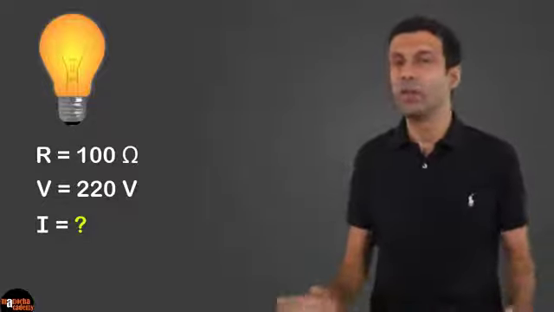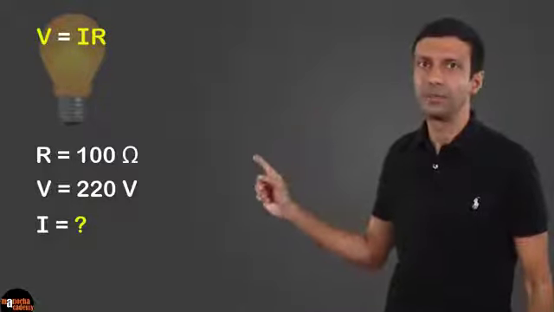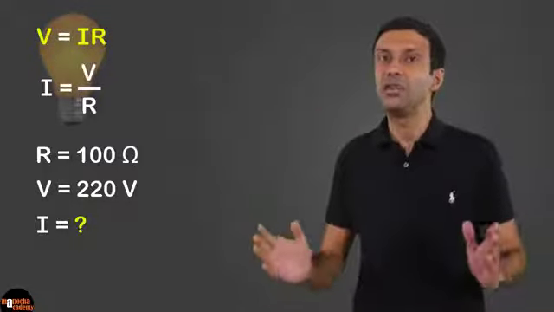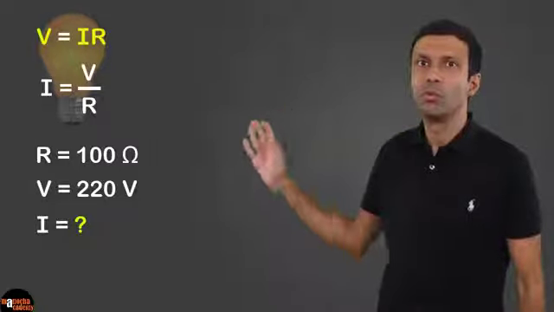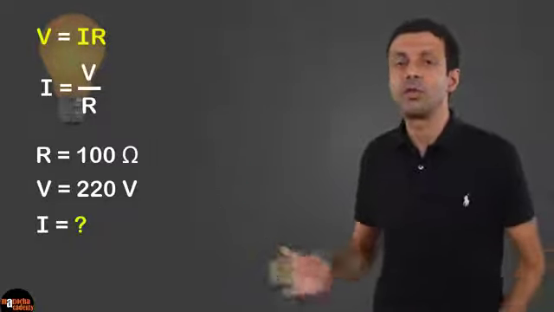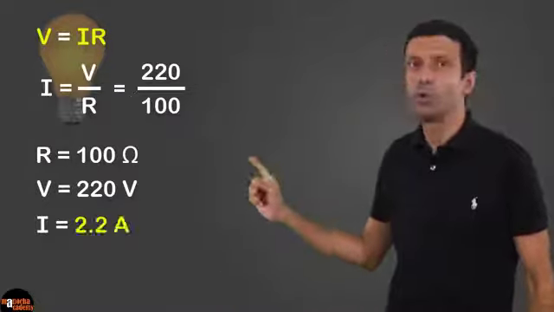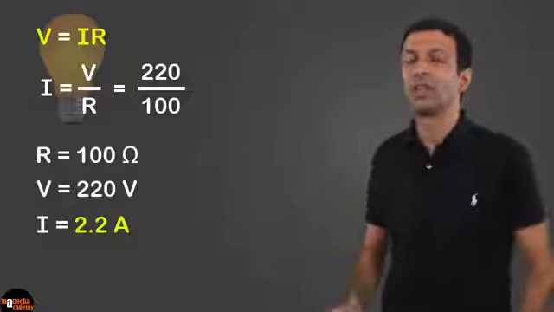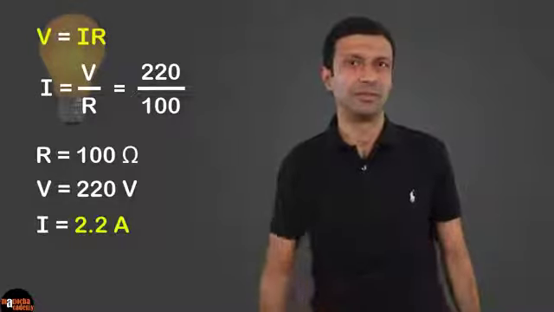So let's use the formula from Ohm's law, V equal to IR. And bringing I to the left hand side, we get current I is equal to V by R. Now if you substitute the values, you're going to get the current as 2.2 ampere. So the current in this bulb is going to be 2.2 ampere.